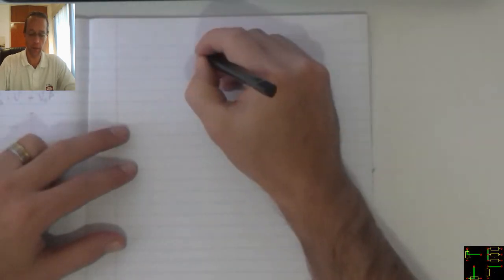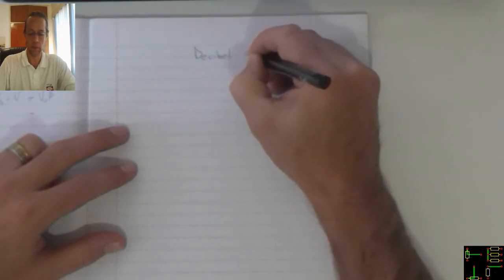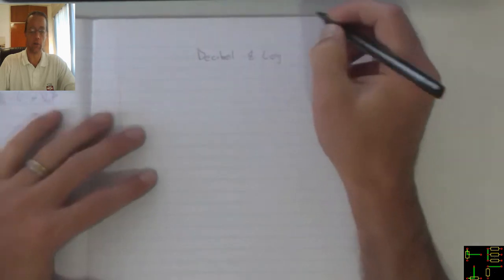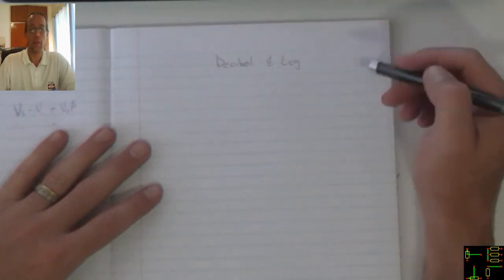Okay, decibel, bell, and logs. Now the decibel is the measure of sound.